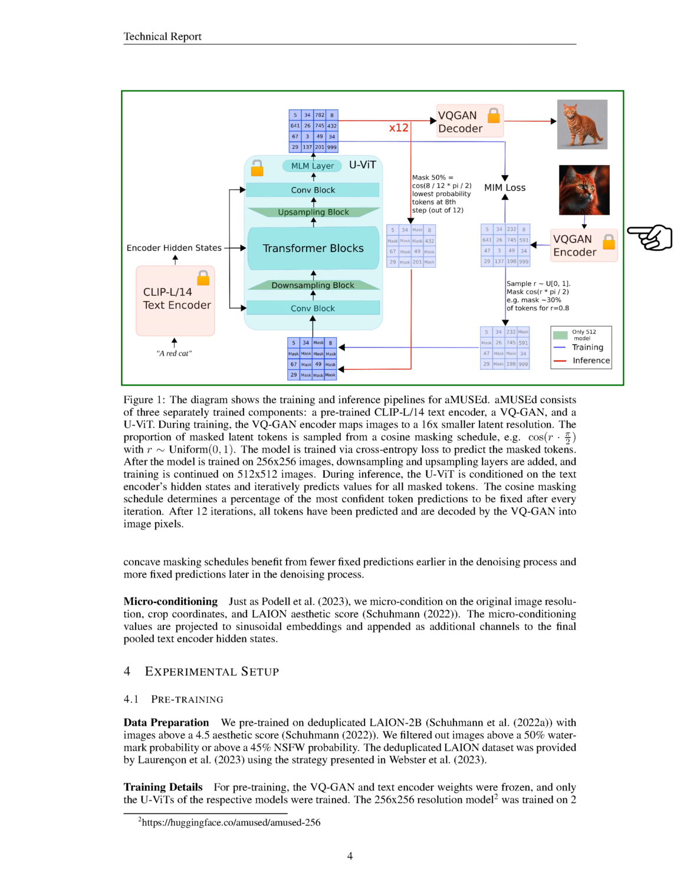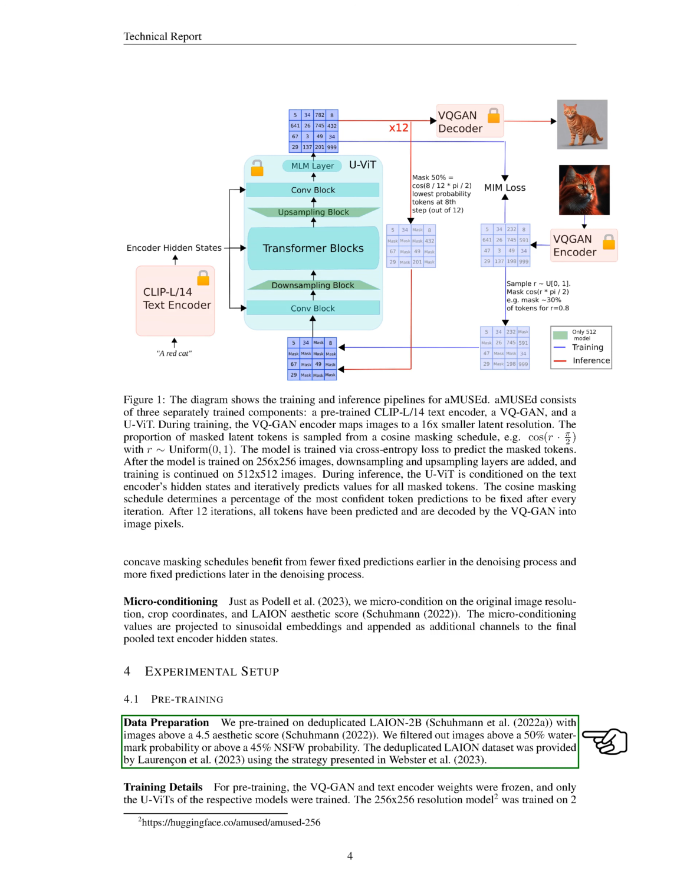We also micro-conditioned on the original image resolution, crop coordinates, and LAION aesthetic score. The micro-conditioning values are projected to sinusoidal embeddings and added as additional channels to the final pooled text encoder hidden states. For data preparation, we pre-trained on the LAION-2B dataset, only using images with an aesthetic score above 4.5. We filtered out images with a watermark probability above 50% or NSFW probability above 45%.